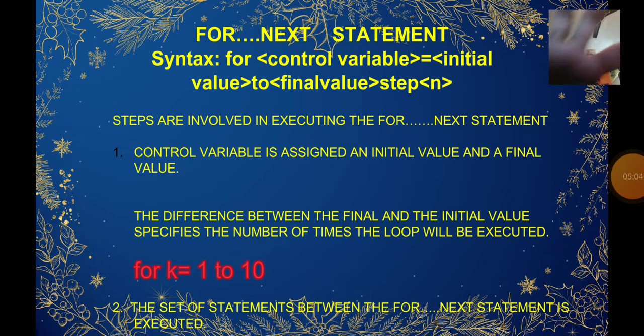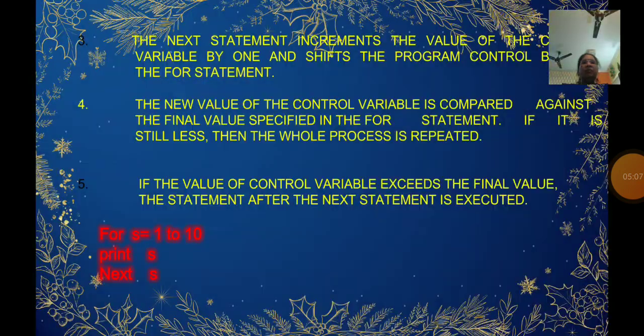Okay children, now let us see the example. The Next statement increments the value of the control variable by 1 and shifts the program control to the For statement. Now, if the value of the control variable exceeds the final value, the statement after the Next statement is executed.